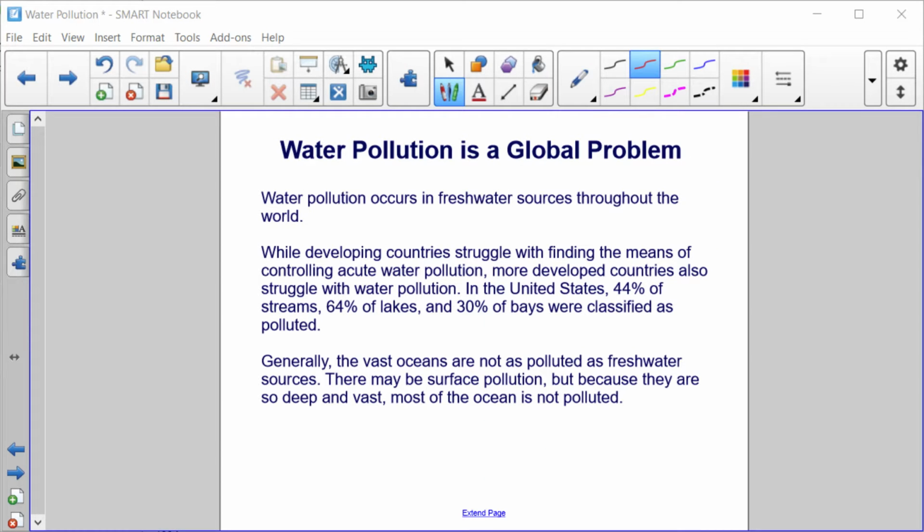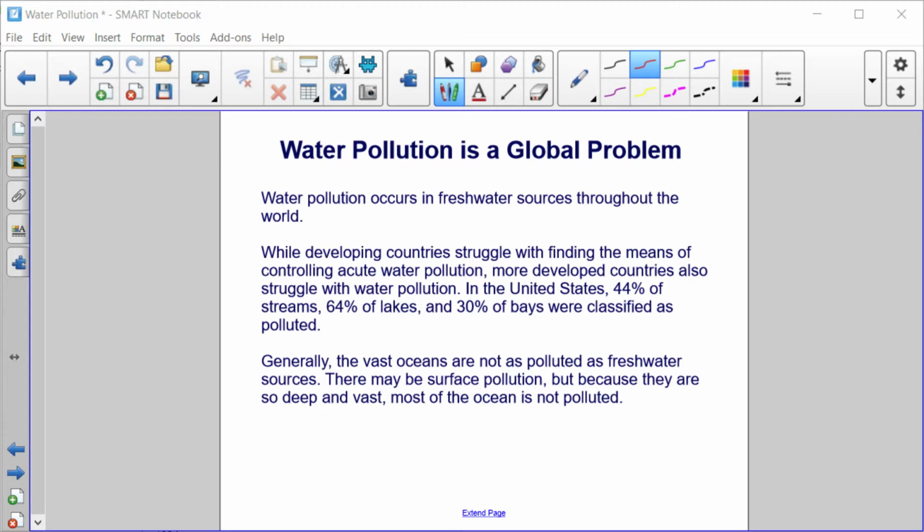Water pollution is a global problem. Water pollution occurs in freshwater sources throughout the world. While developing countries struggle with finding the means of controlling acute water pollution, more developed countries also struggle with water pollution. In the United States, 44% of streams, 64% of lakes, and 30% of bays were classified as polluted.